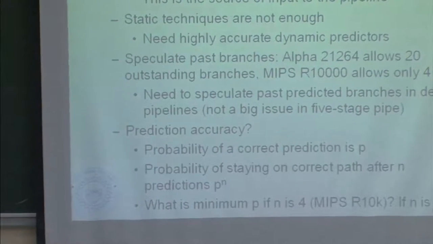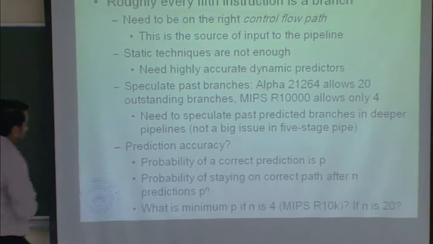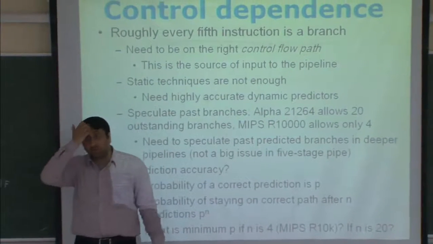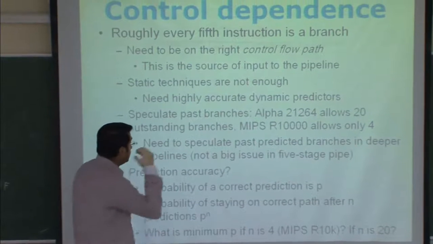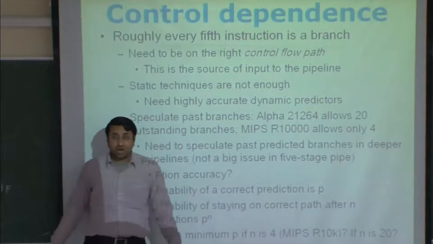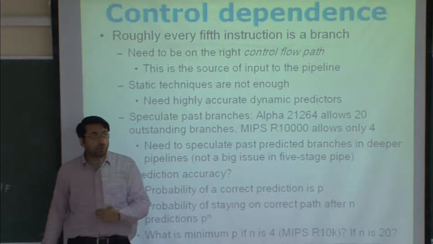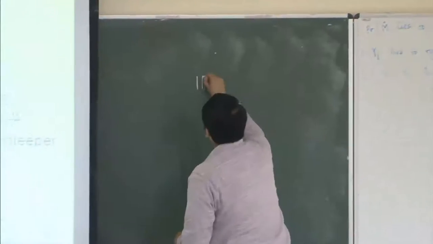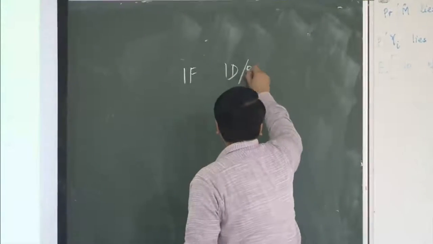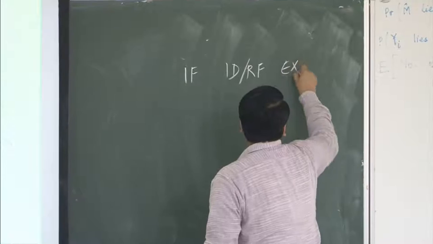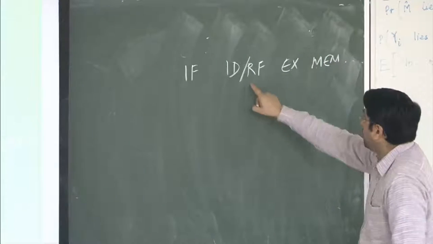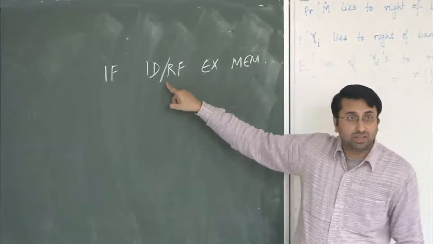So you need to speculate past predicted branches in deeper pipelines, which is not a big issue in 5-stage pipelines. Because if you look at the pipeline that we have talked about, you will never encounter the situation that you are on a predicted path and you encounter another branch. Why is that? Because if you remember how our pipeline was, we are making a branch prediction here, in this particular stage.